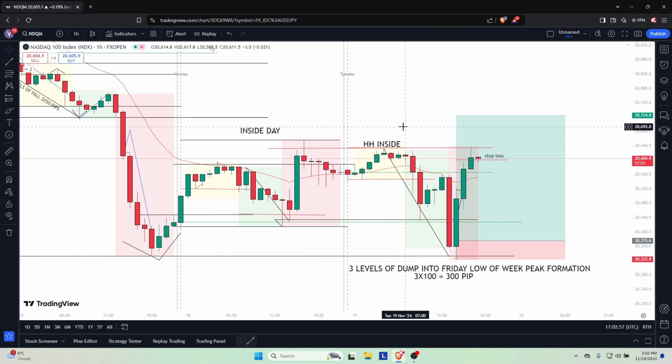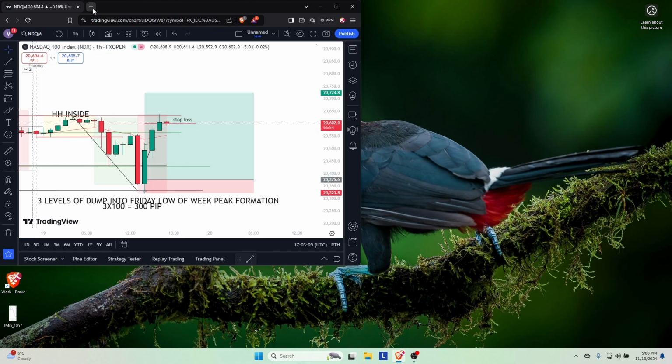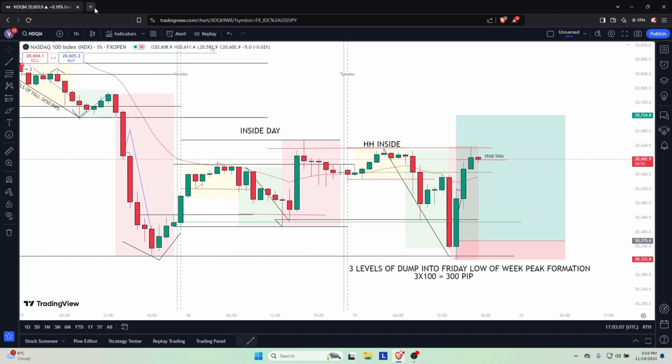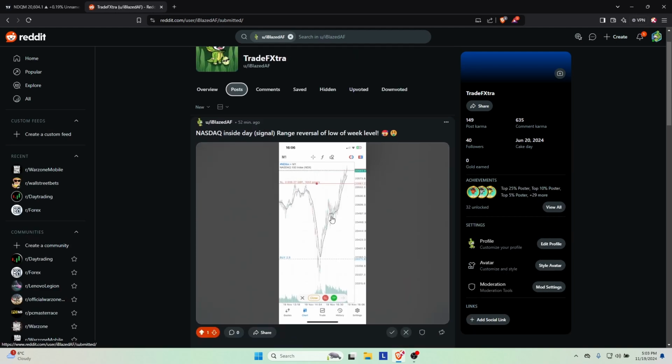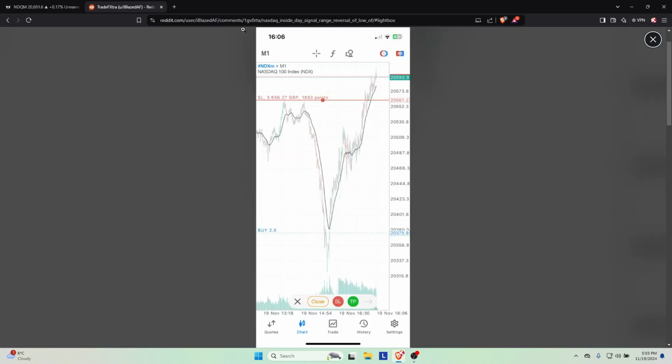Hello, so I thought we could break down this excellent opportunity that we had today on the Nasdaq. I'll break down yesterday's trade as well, just to show you that I did actually take these trades. This was today's trade, as you can see at 4 o'clock.